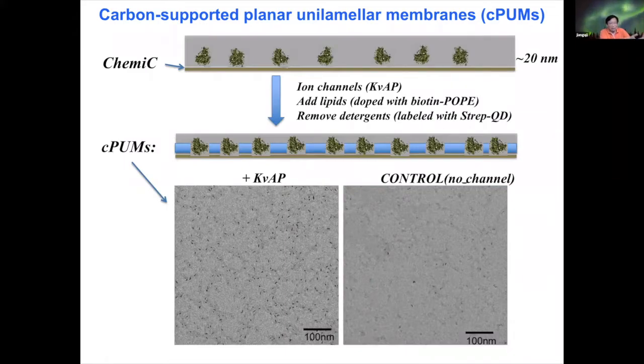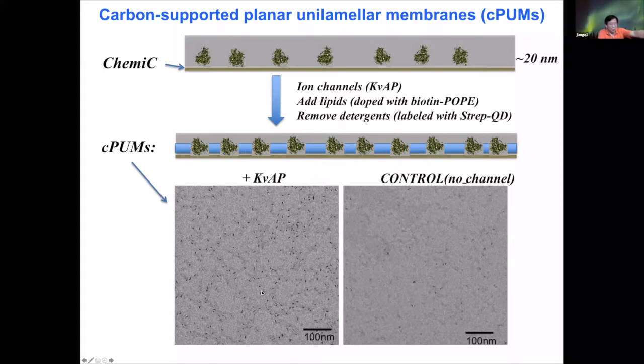Last is a recent development we are working on under the support of NIH. We can use this technology and load the transmembrane proteins onto the ChemC surface, and then add lipids into the solution, remove the detergent so that we can use the loaded membrane proteins to reconstitute a lipid bilayer on the surface.